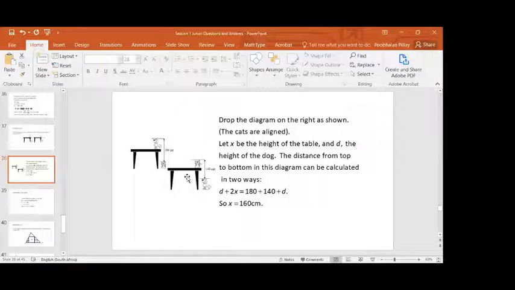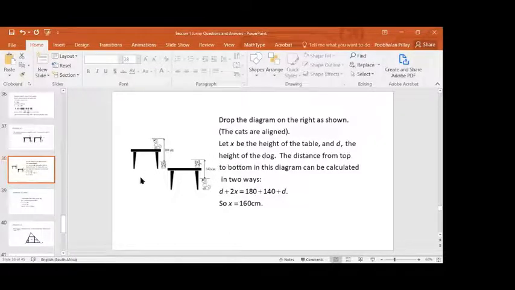Now you see what I did now? I took the table and I brought it down to a lower level, to the ground. See? I brought the table down to the ground, and then I calculated the entire height from top of the dog to the bottom in two different ways.